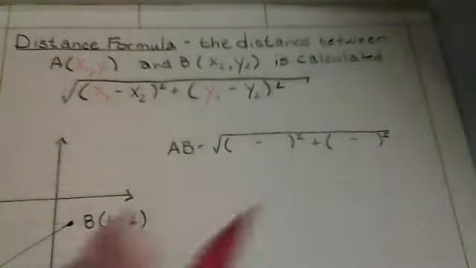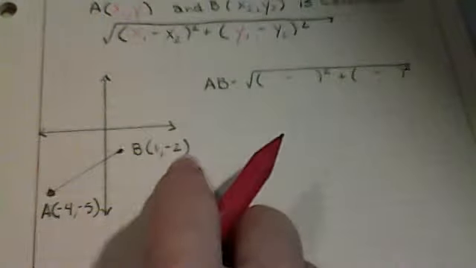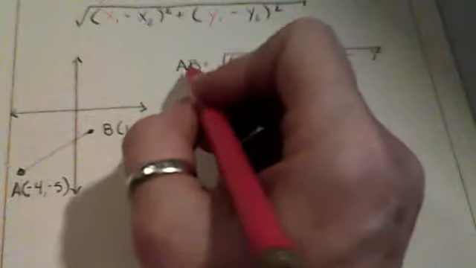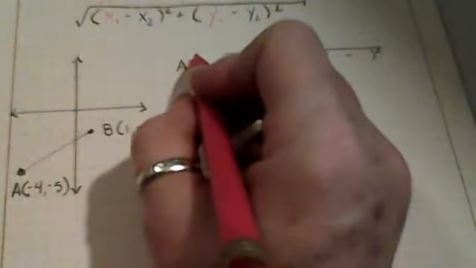Let's try an example. I've got a set of points here, (-4, -5) and (1, -2). So let's plug these numbers into our formula. Notice when I wrote AB, this is the length of segment AB, I did not draw a segment line over the top of it, because when we're talking about length, we don't draw a line over it. This says the distance between point A and point B. So let's go ahead and color code it like we did up above.